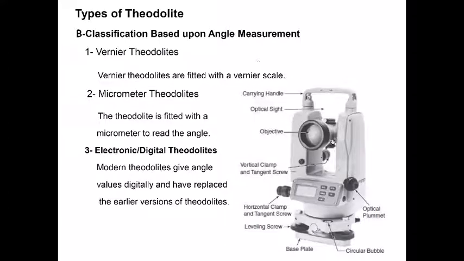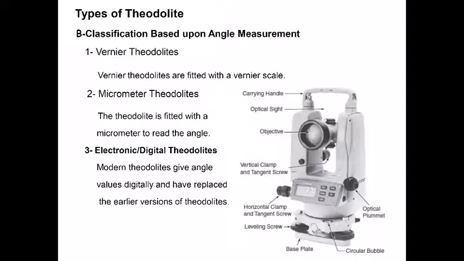When you rotated the instrument in the horizontal plane about the vertical axis, you could read off the vernier scale. Then you could read off a micrometer scale. But now we have electronic or digital theodolites. They have a screen, and when you rotate your instrument, the angle keeps on changing on this small screen, and you can read it off directly.